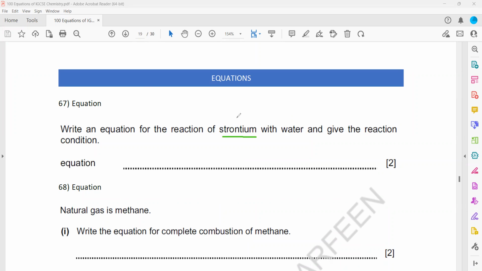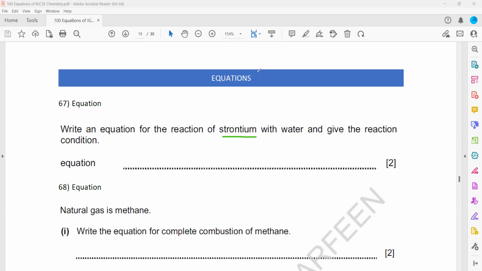Strontium belongs to which group? I think transition elements. No. Check the periodic table, because you have to write a formula equation. Strontium is a metal, it cannot be group 7. It is actually Group 2. What about the valency?